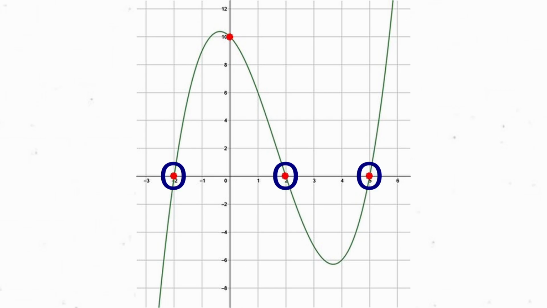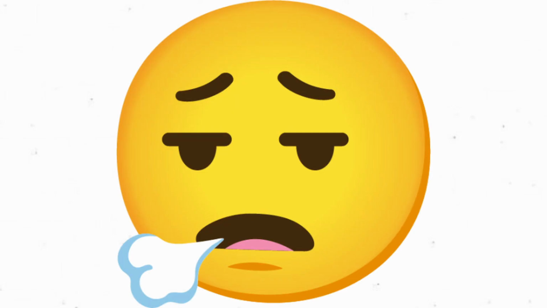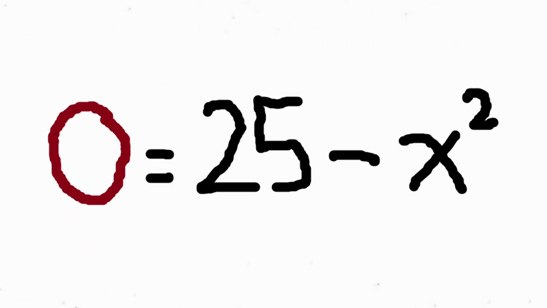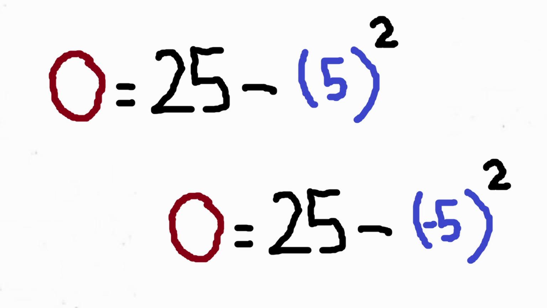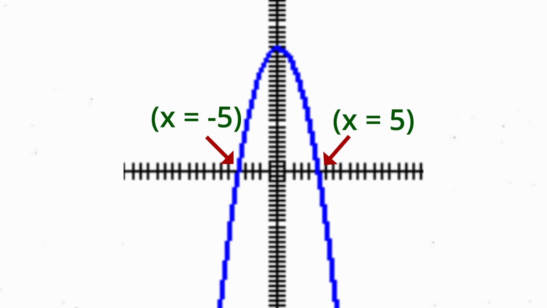Another term to know is the zero of a function. This refers to where the function crosses the x-axis, or another way to think about it, when the value of the input gives a 0 as an output. I promise it sounds more confusing than it actually is. Pinky promise. For example, in this example, for the output y to equal 0, the input x would have to be a 5 or a negative 5, which means the function would look like this, where you can see there are two places in which the function crosses the x-axis, at precisely 5 and negative 5.